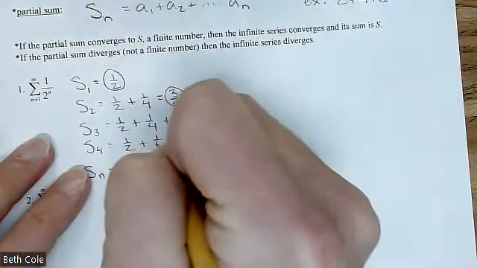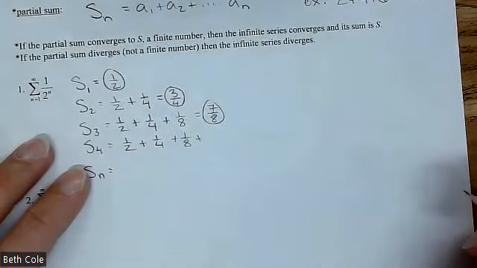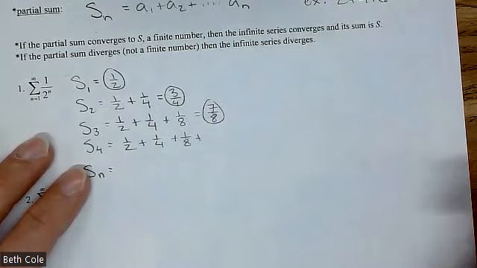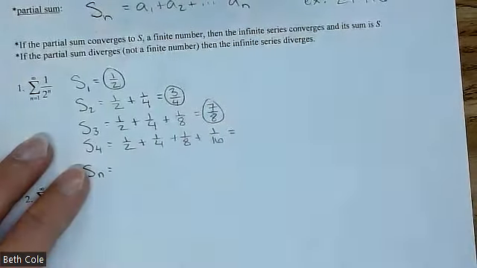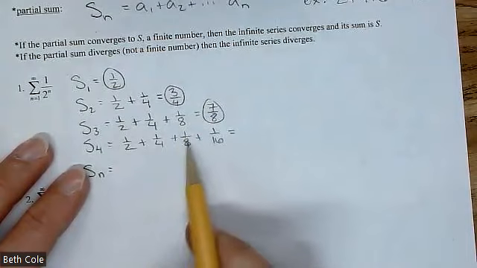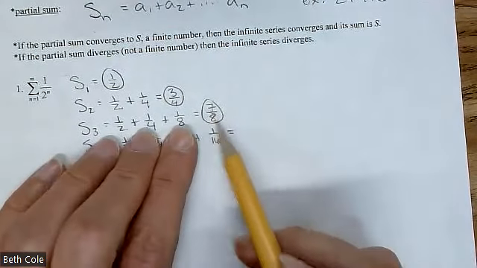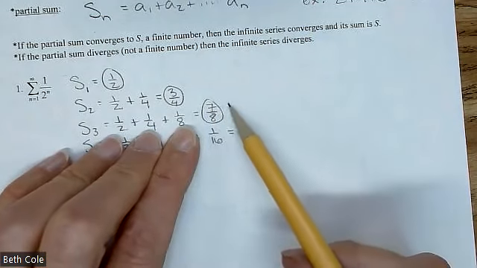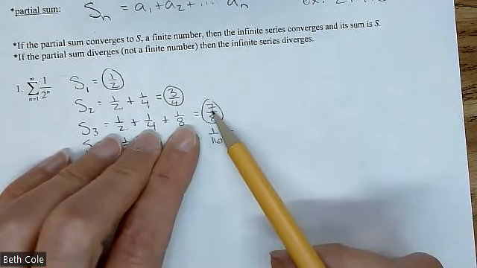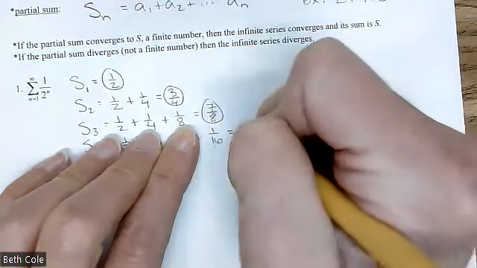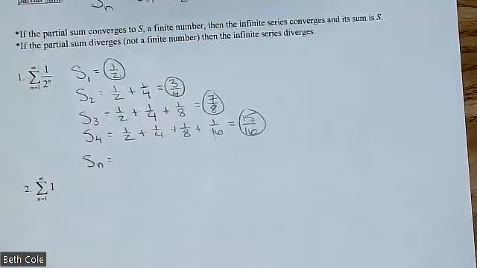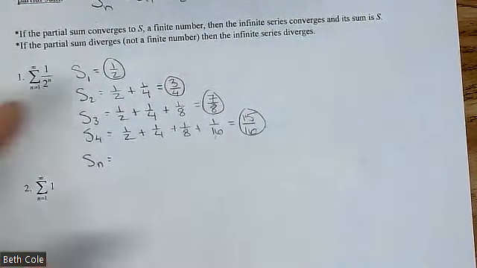So this would be a half plus a 4th plus an 8th plus, what would your 4th term be? 16th. Now these 3 added together were the 7/8 that we just got. So what you're doing is you're adding 7/8 and 1/16. This would be 14/16 plus 1/16 would be 15/16.